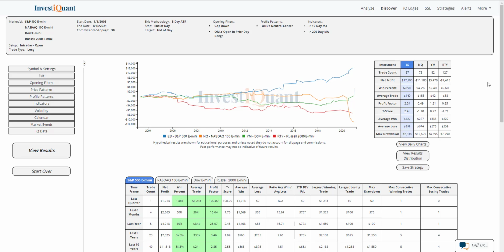If we look at the average win, average loss, you can see the average win is larger than the average loss in the S&P. That is not the case for the NASDAQ. NASDAQ average loss is larger. The average win a little bit larger in the Dow, and the average loss larger in the Russell. So they're kind of mixed for three instruments, and then the S&P, for whatever reason, has favored this pattern more long-term.